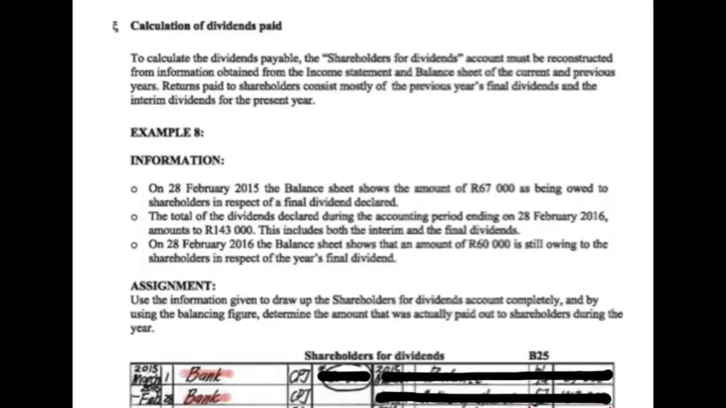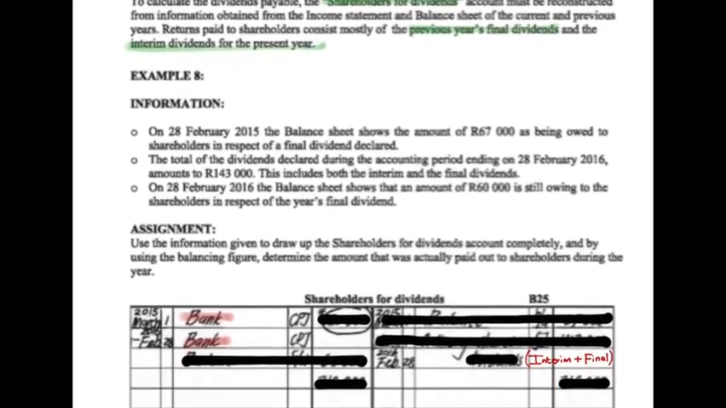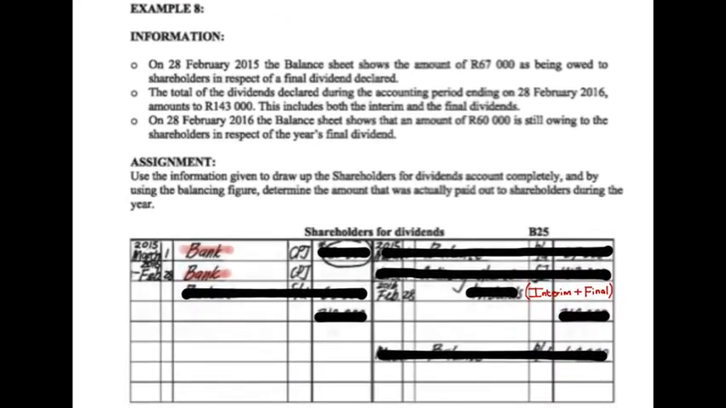The third element, calculation of dividends paid. To calculate the dividends payable, the shareholders for dividends account must be reconstructed from information obtained from the income statement and balance sheet of the current and previous years. Returns paid to shareholders consist mostly of the previous year's final dividend and the interim dividends of the present year. Let's do example 8 together to see how to calculate that.